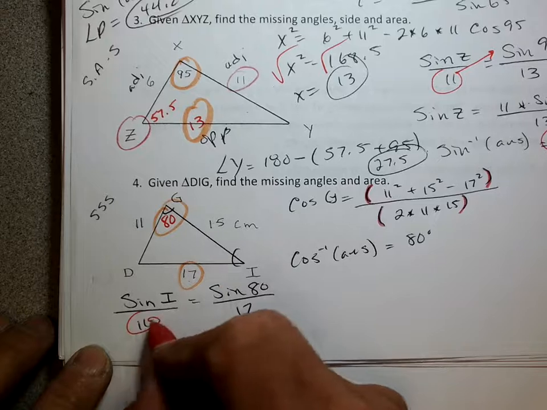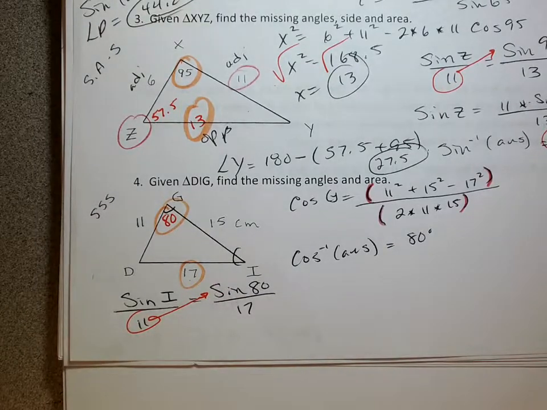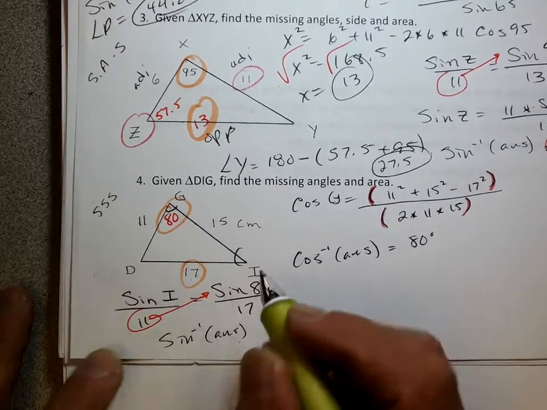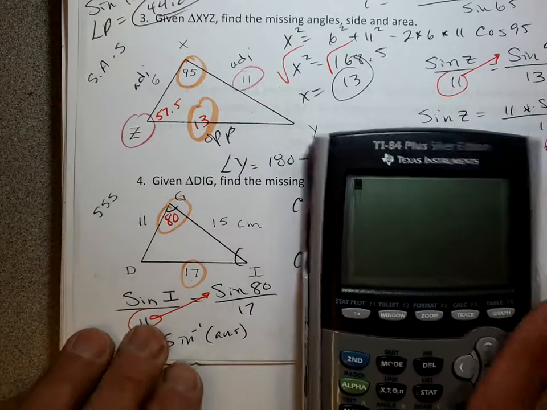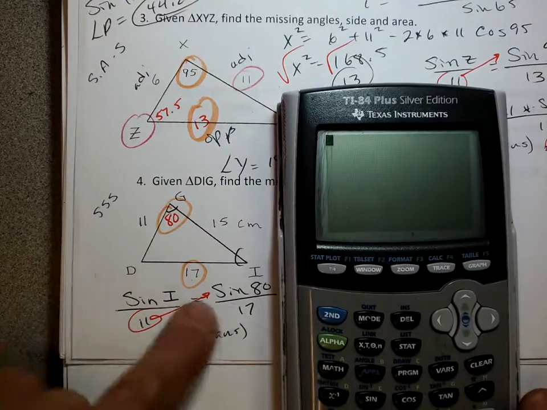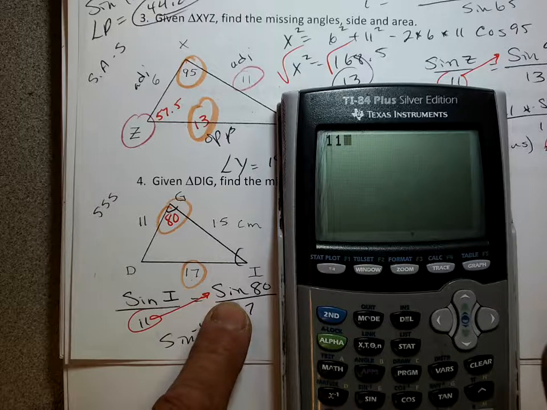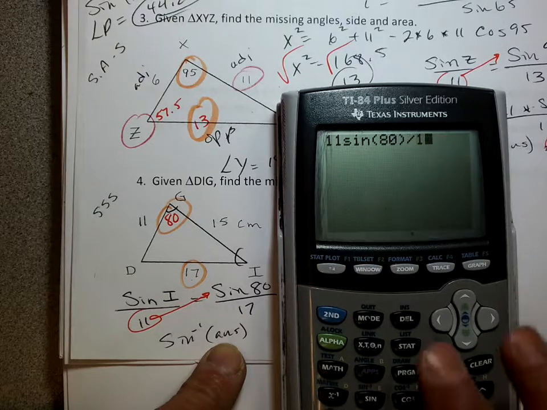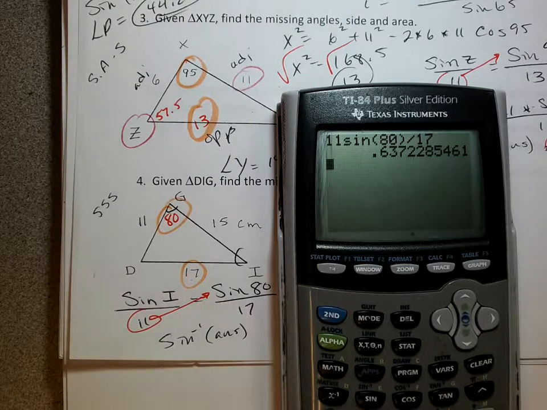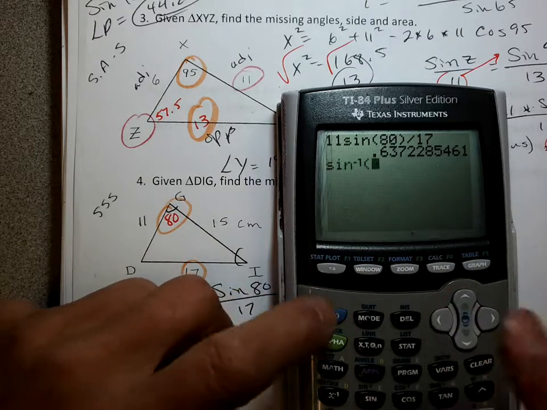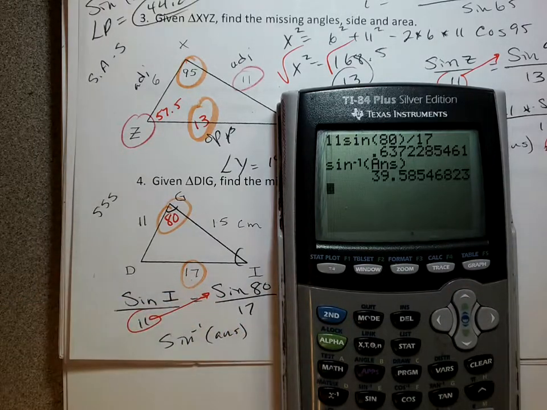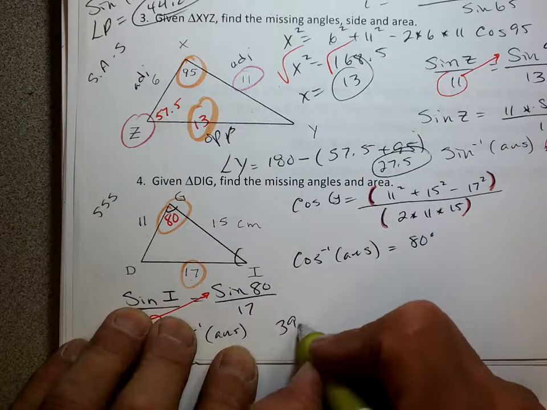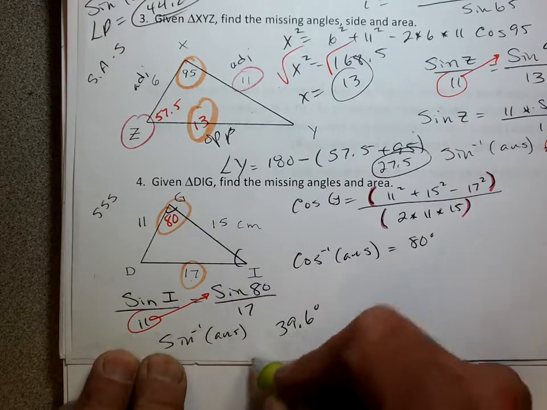Cross multiply the 11 up here, and then I'll have to sine inverse that answer. Let me put that in my calculator so you can see it. 11 times the sine of 80, close parentheses, divided by 17, and I get a decimal because I'm looking for the angle. Then I sine inverse that answer, and I get about 39.6 degrees. 39.6 degrees is angle I.